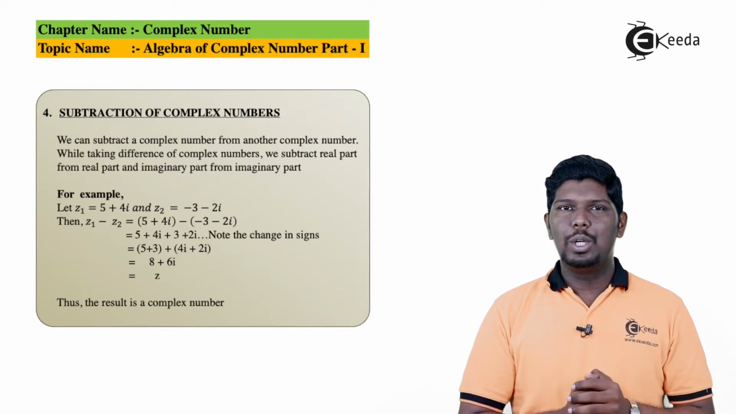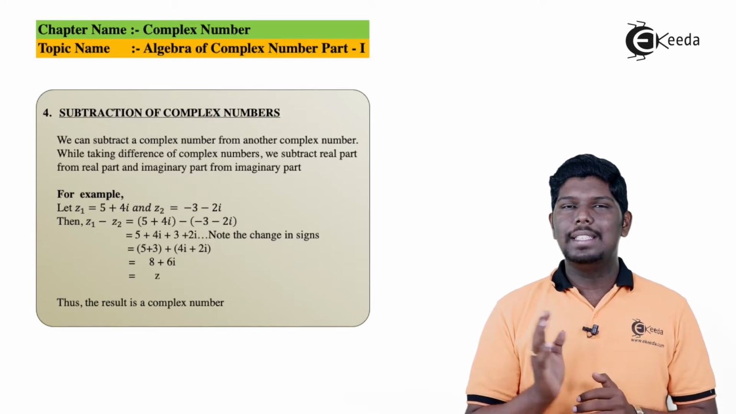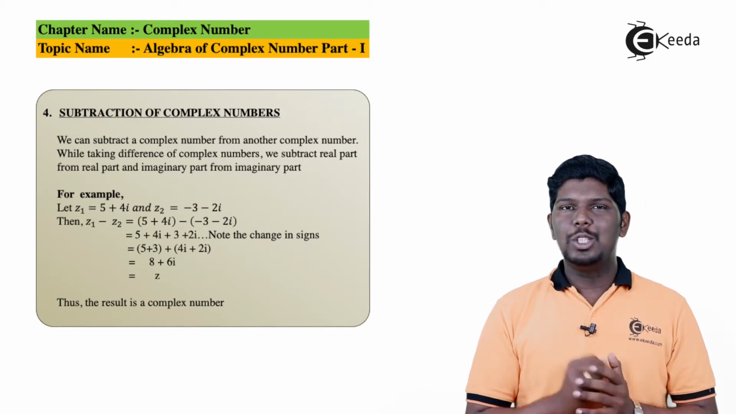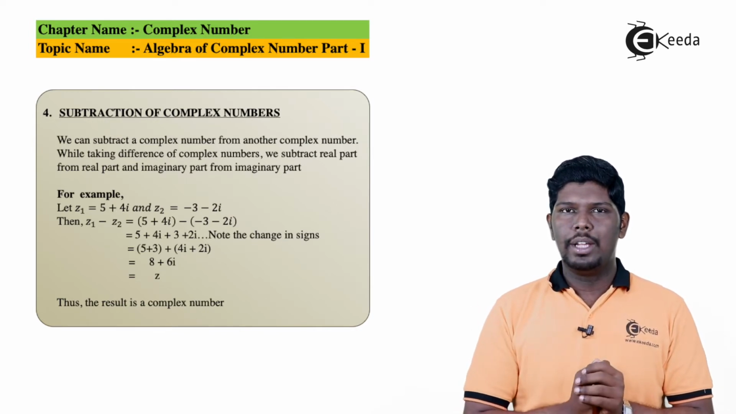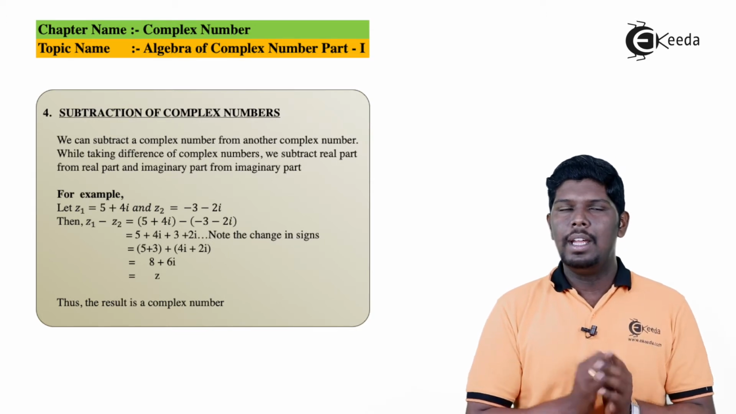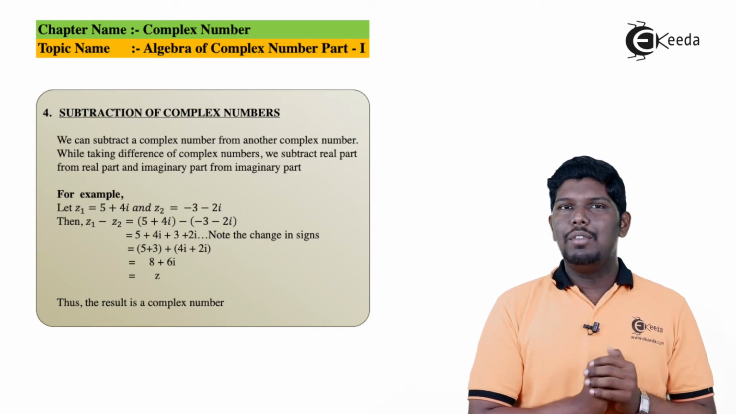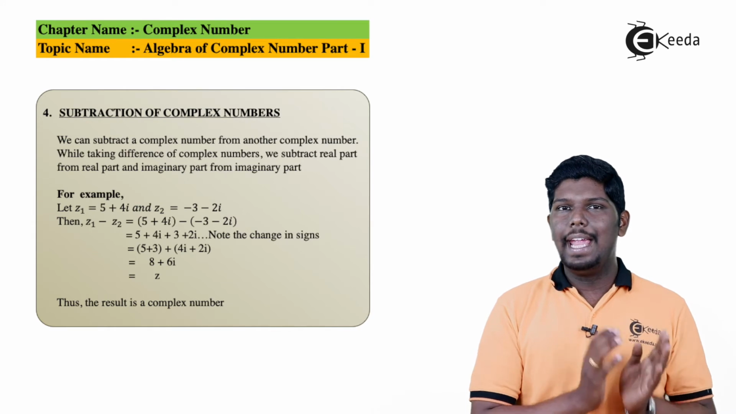We have considered two complex numbers. First is z1 equal to 5 plus 4i, and the second complex number z2 is equal to minus 3 minus 2i. So if we subtract, z1 minus z2 will give you 5 plus 4i minus of minus 3 minus 2i. Now if I give this minus sign to both the terms, this will give you plus 3 plus 2i. Now let us separate the real parts. We have 5 plus 3 in the first part, and in the second part we have 4i plus 2i. So 5 plus 3 will give you 8 and 4i plus 2i will give you 6i. So the final answer will be 8 plus 6i.